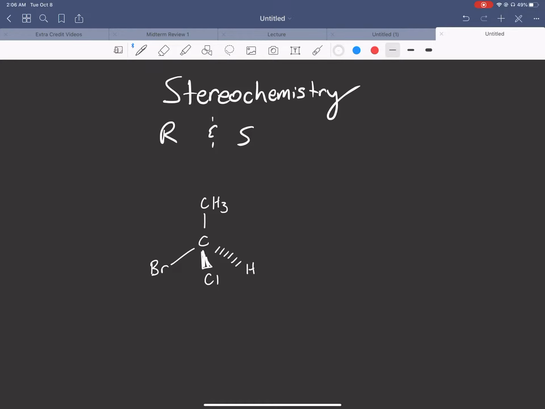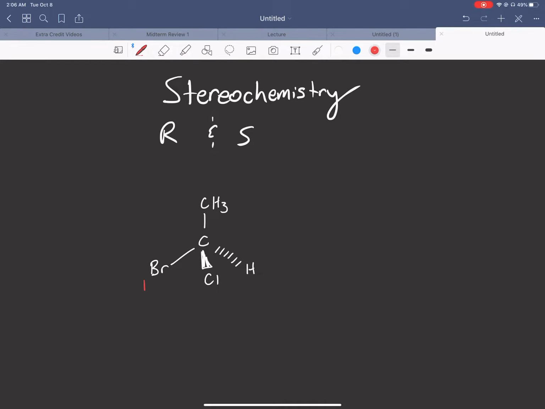The first thing we should do is determine if it's chiral or not. The carbon has a chlorine, a bromine, a hydrogen, and a methyl coming out of it. These are 4 unique substituents. It's tetrahedral, and it's sp3 hybridized. So we know it's chiral. Now let's assign R and S configuration. If you want to try this on your own first, feel free to pause the video. Okay, let's get started.